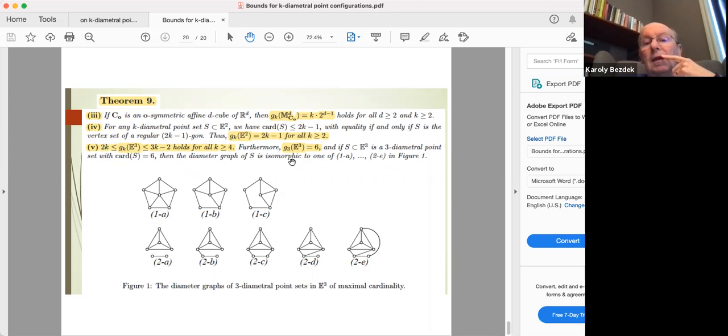And the exact value, which is not immediate from here, for G sub 3 of E3 is 6. And in fact, the extremal configurations are quite interesting because there is a number of them, which you see listed here.